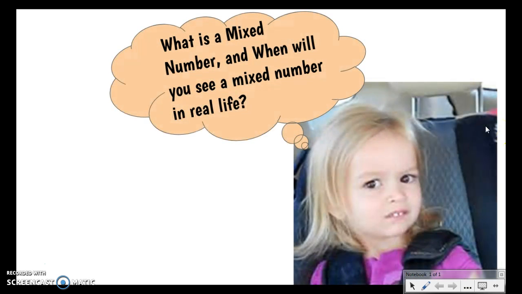What is a mixed number, and when will you see a mixed number in real life? So I want you to talk with your neighbor and discuss and figure out, well, what's the purpose of learning how to divide with mixed numbers?